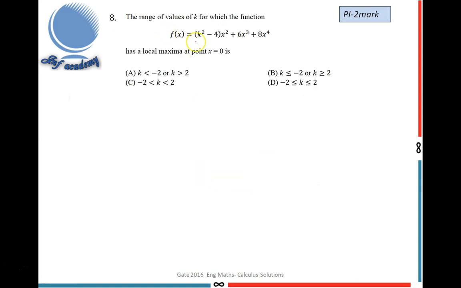The eighth problem, the range of values of k for which the given function has a local maxima at the point x equal to 0.